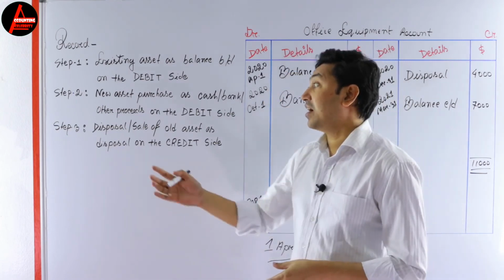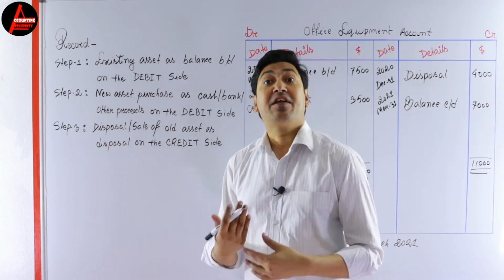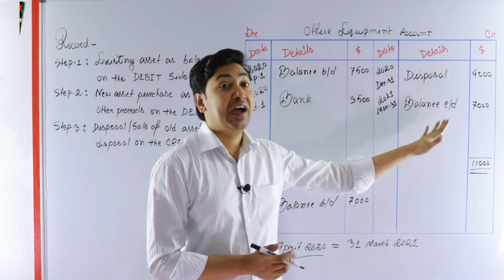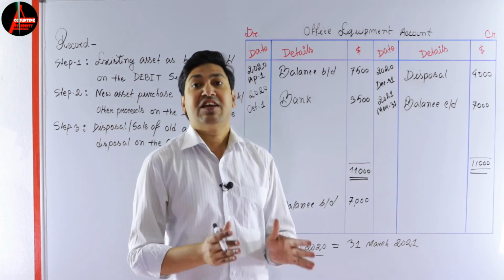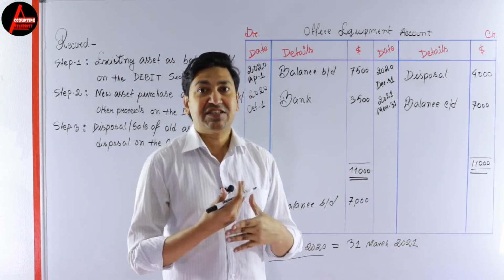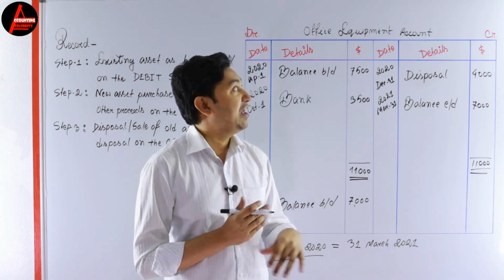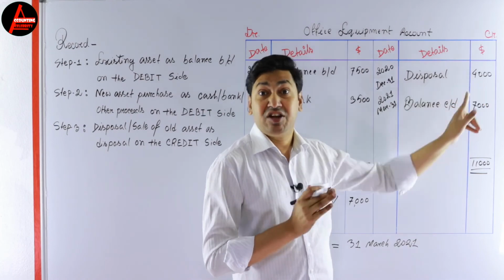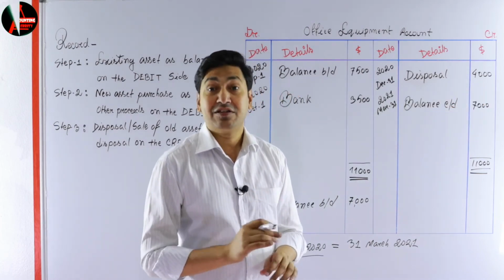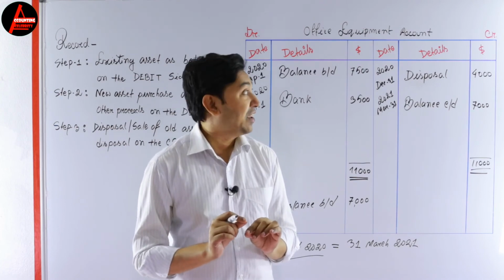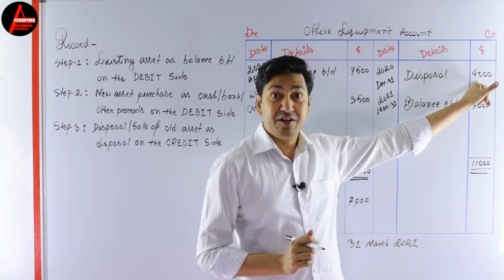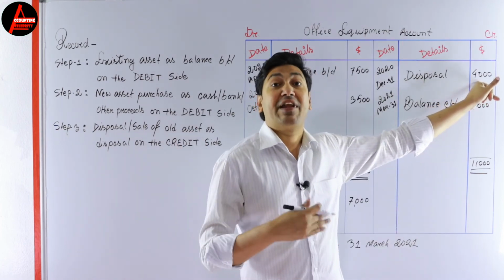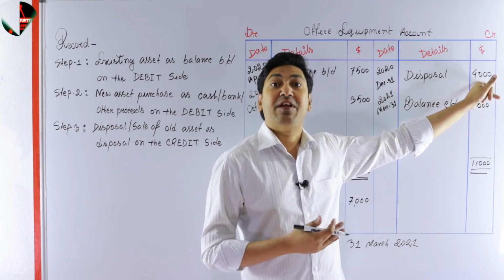Okay. Then in the third step, if there is any disposal, if there is any sale of an old asset, then we have to record it on the credit side, because the value of the asset will be decreased as we sold, we disposed. Okay. So remember here, always we will write the cost price, not the selling price. Many students make a mistake here. Everything you write correctly, but when you write the disposal, you write the selling price. But actually it is incorrect. It will be the cost price.